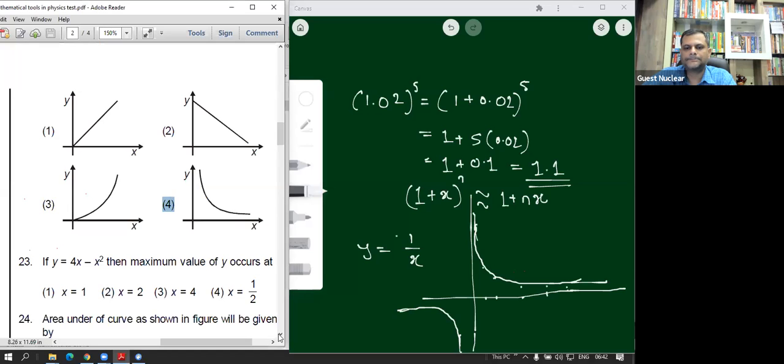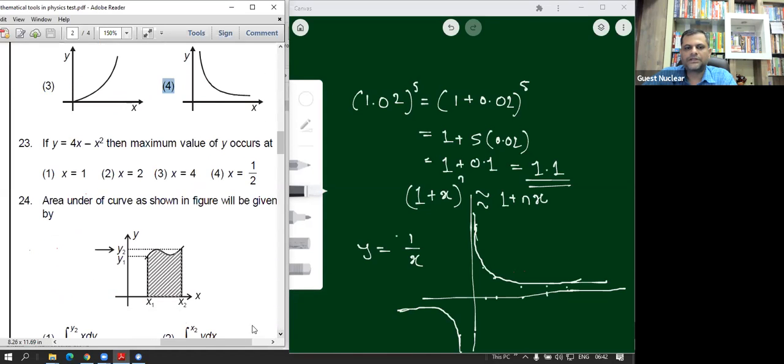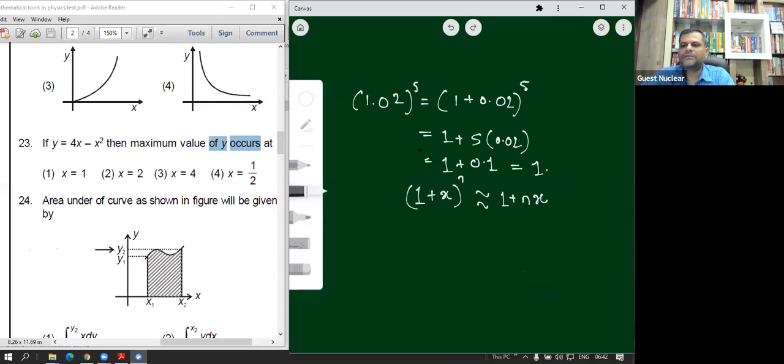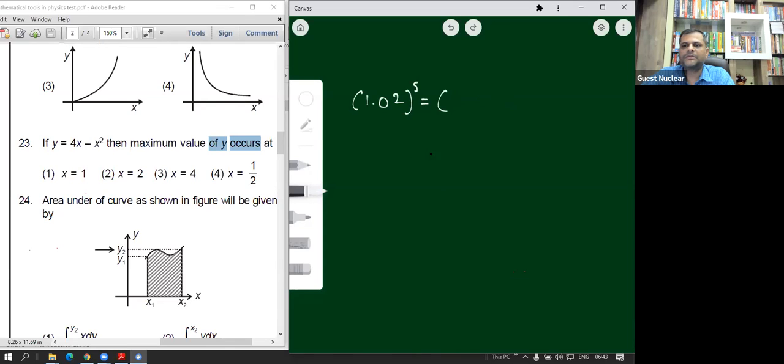Okay, chalo next one. If y is equal to 4x minus x square, then maximum value of y occurs at. Yes, अब ये भी, जैसे हमने देखा था कि मैक्सिमम हो या मिनिमम हो, मैक्सिमम या मिनिमम दोनों वैल्यूज कभी मिलते हैं हमको जहाँ पे उसका डेरिवेटिव 0 बनता है.